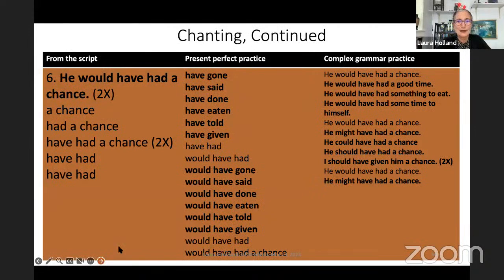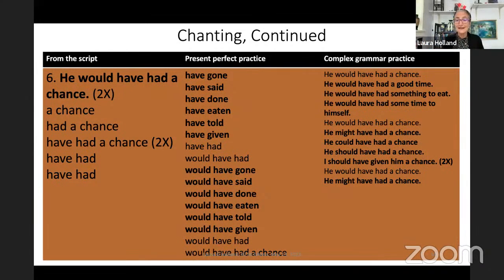Okay, we can also use it to explore. In this part of the chant, I have students saying a chance, have a chance, have had a chance, have had, to reinforce that. And then I add in all these different verbs: have gone, have said, have done, have eaten, have told, have given, have had. Would have gone, would have said, would have done, would have eaten, would have told, would have given, would have had a chance. He would have had a chance. He would have had a good time. He would have had something to eat. He would have had some time to himself, and all these different examples.